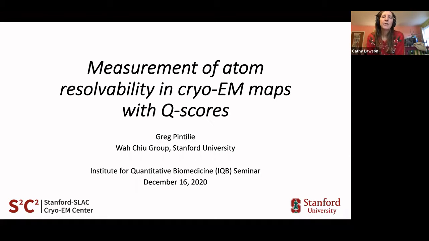Greg received his bachelor's degree at York University and a Master of Science degree at the University of Toronto. And he completed his PhD in electrical engineering and computer science at MIT in 2011. There, he was supervised by David Gossard and Jonathan King in studies that involved segmentation and molecular modeling of cryo-EM maps. And his research since has continued to focus on analysis of 3D maps and models from cryo-electron microscopy.